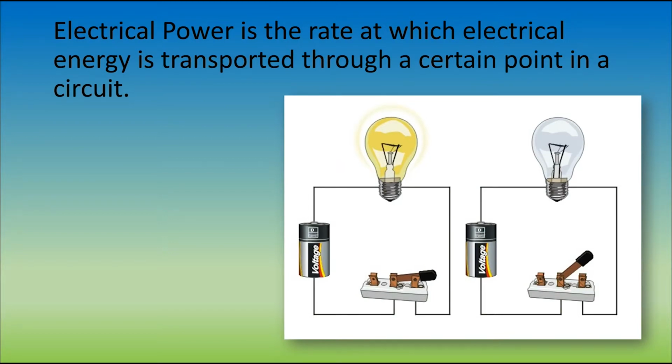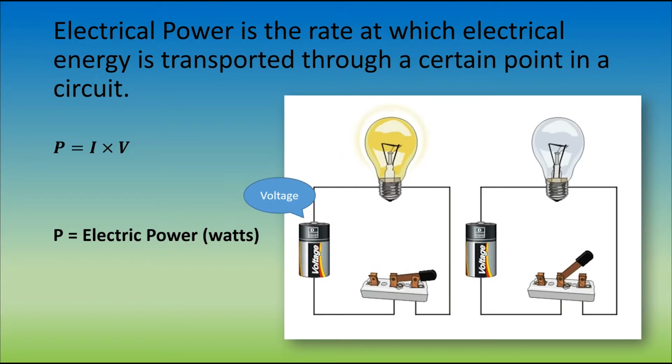The last important measurement we will be talking about is electrical power, which is the rate at which electrical energy is transported through a certain point in the circuit. We can use the equation power is equal to current multiplied by voltage to find the power in watts. The image on the right demonstrates how a light bulb needs a voltage and current in order to consume power and produce light. The battery is supplying the voltage, and because there is a complete circuit from the positive side of the battery to the negative side, a current is produced.